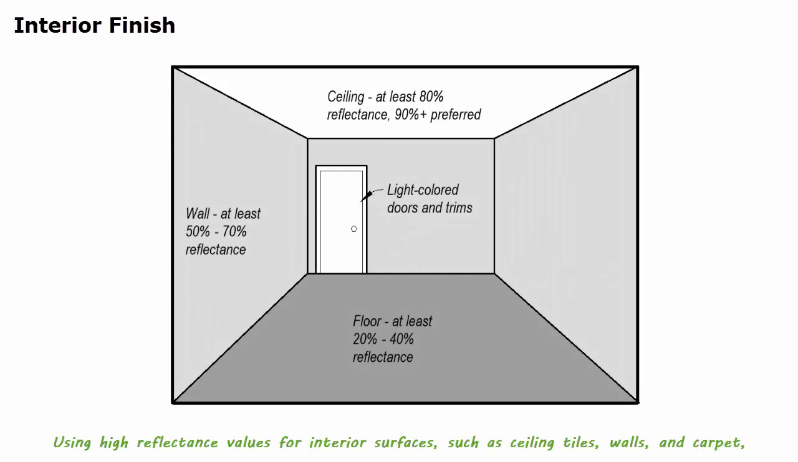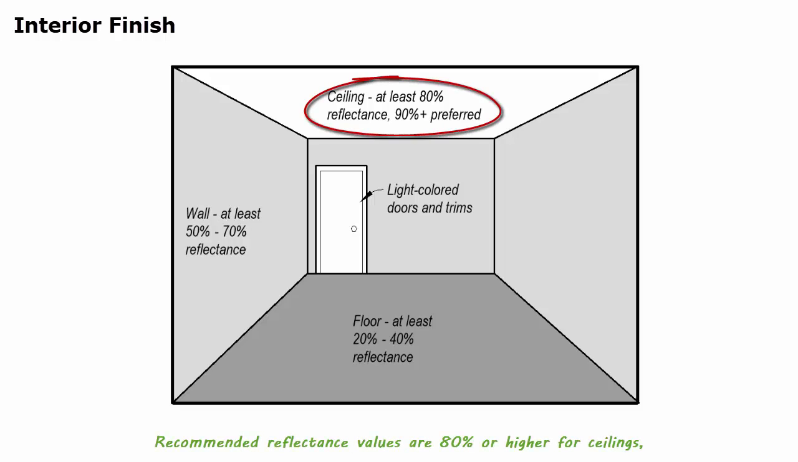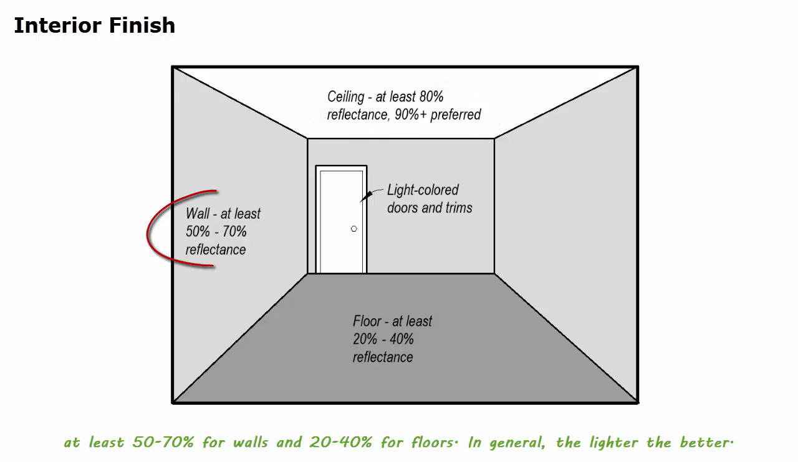Using high reflectance values for interior surfaces, such as ceiling tiles, walls, and carpet, can have a double-digit saving on electric lighting energy usage. The ceiling is the most important surface in a space for daylighting in terms of its height and reflectance. Recommended reflectance values are 80% or higher for ceilings, at least 50 to 70% for walls, and 20 to 40% for floors. In general, the lighter the better.